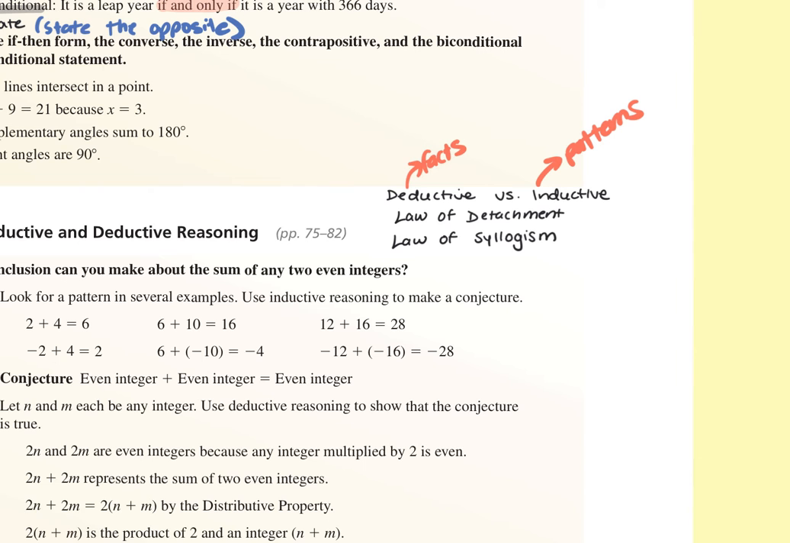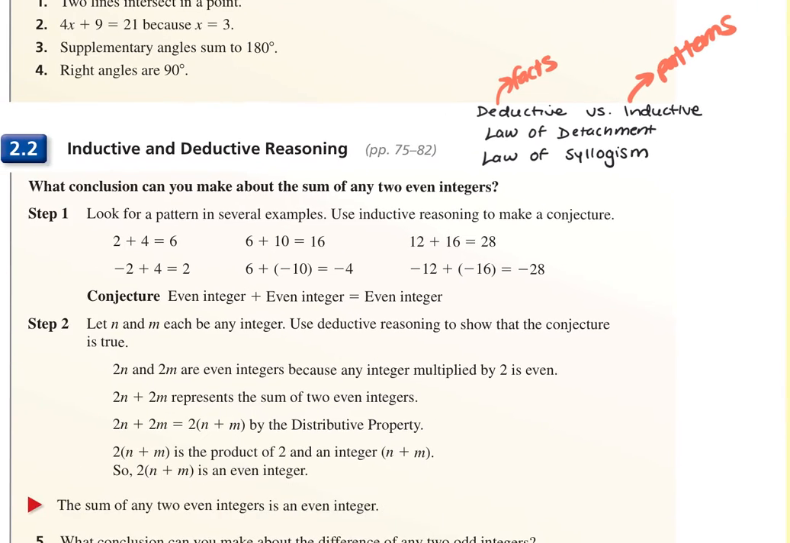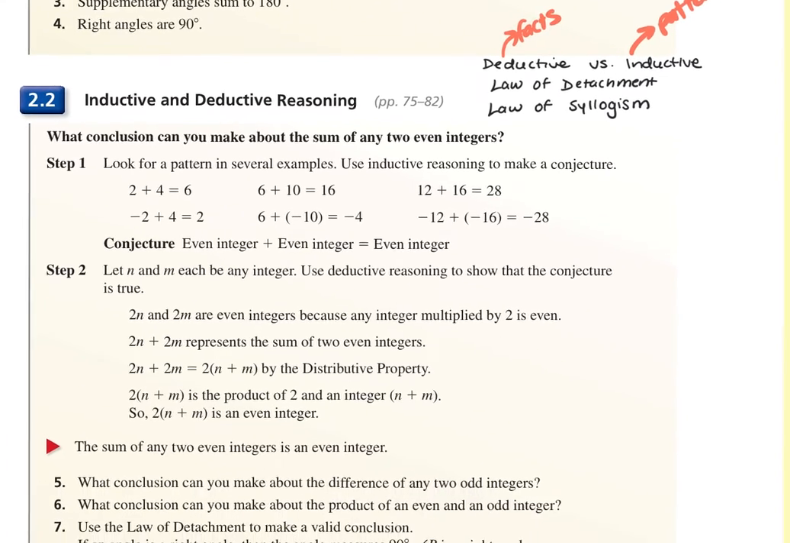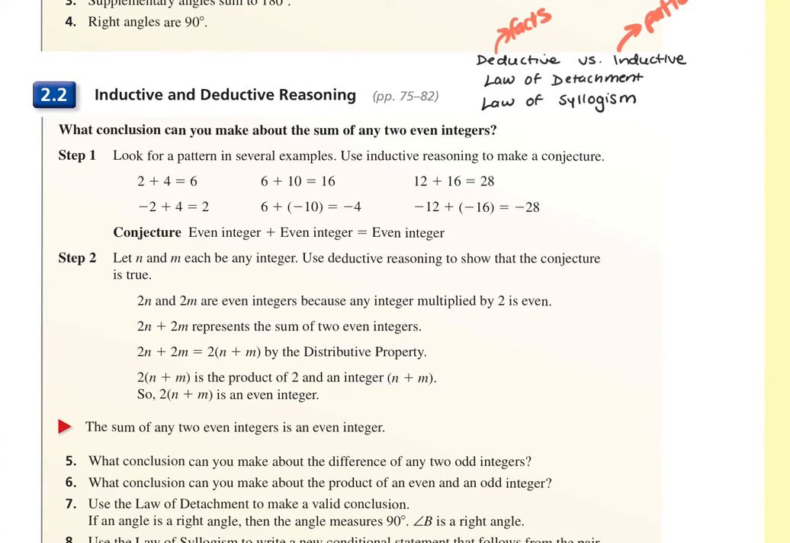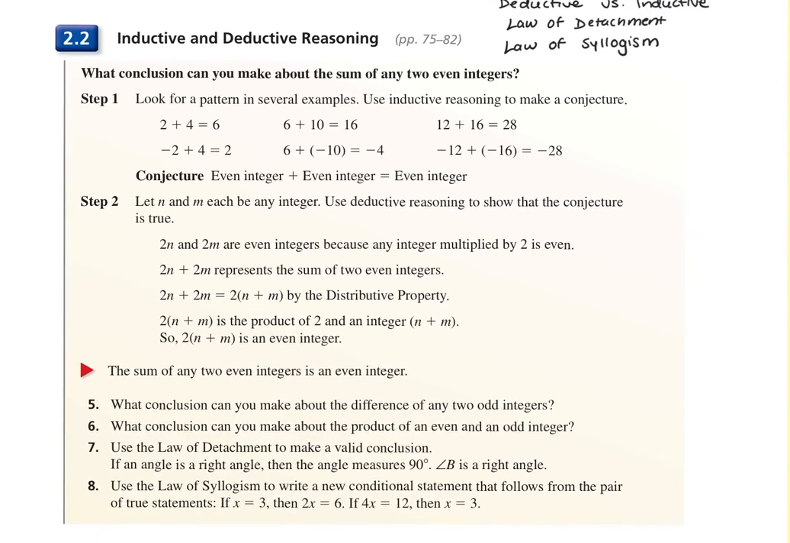And then you had a conjecture, which is something based on the pattern, okay? That's the other vocab term you had there. These are going to be like, can you make this conclusion? And if so, which law of logic is it? Which means law of detachment or law of syllogism, okay? So those are the kinds of questions that will come from 2.2.